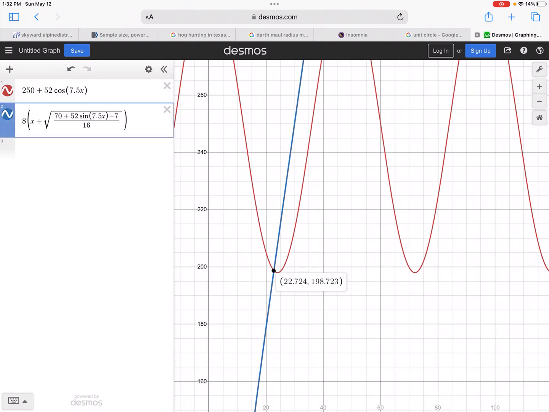So your solution is going to be, the x, if you can look over there, the x is where your TPs were supposed to be. So your x is 22.724 seconds, and he's going to be 198.7 feet, I think it's feet, how far he traveled. Anyways, hope that helps. If it doesn't, let me know.